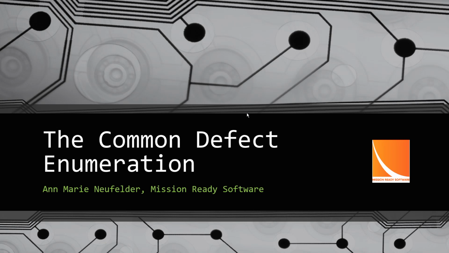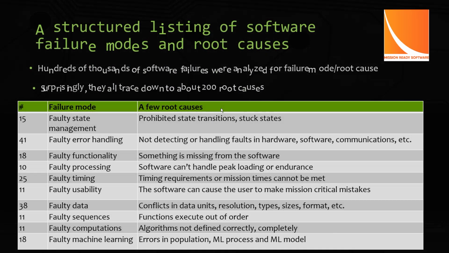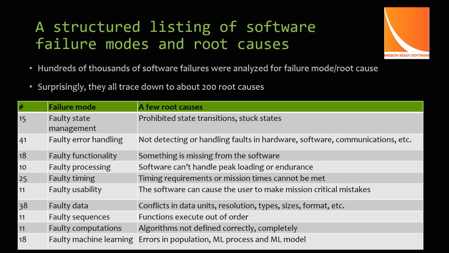The Common Defect Enumeration is a structured listing of software failure modes and root causes. Hundreds of thousands of software failures since 1962 have been analyzed for failure mode and root cause. Surprisingly, they trace down to approximately 200 root causes.